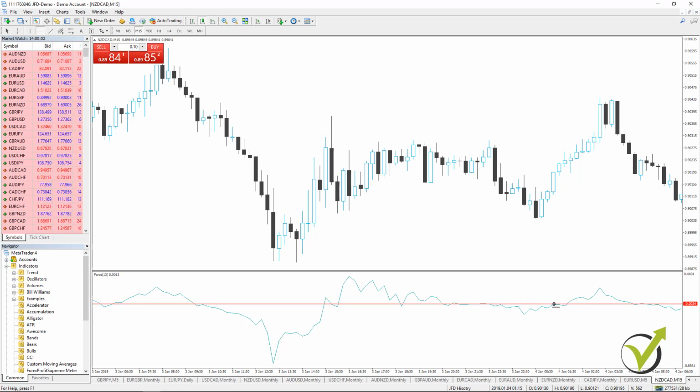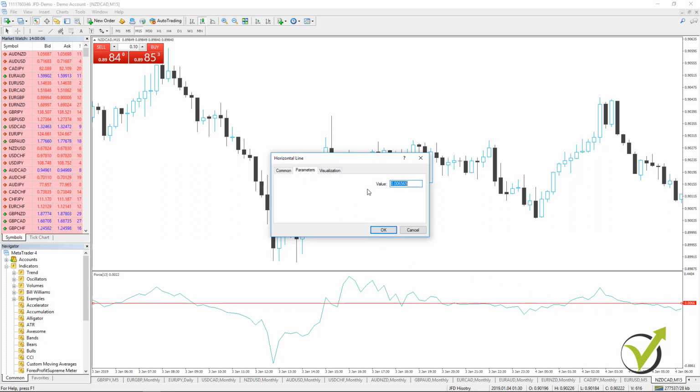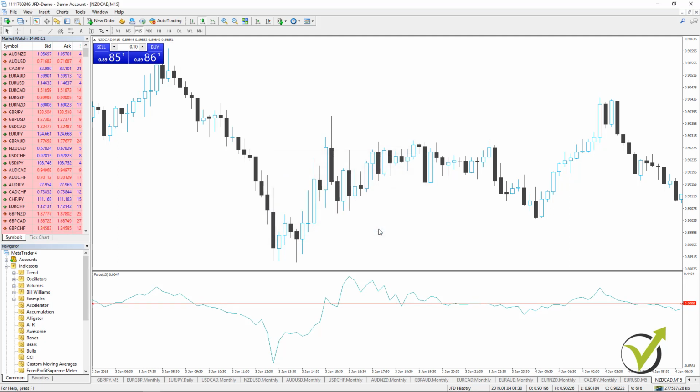So let me put the line on the 0. I will need to double click on it. I will go to horizontal line properties, and for value I will select 0. I will press OK, and you see it's exactly there.